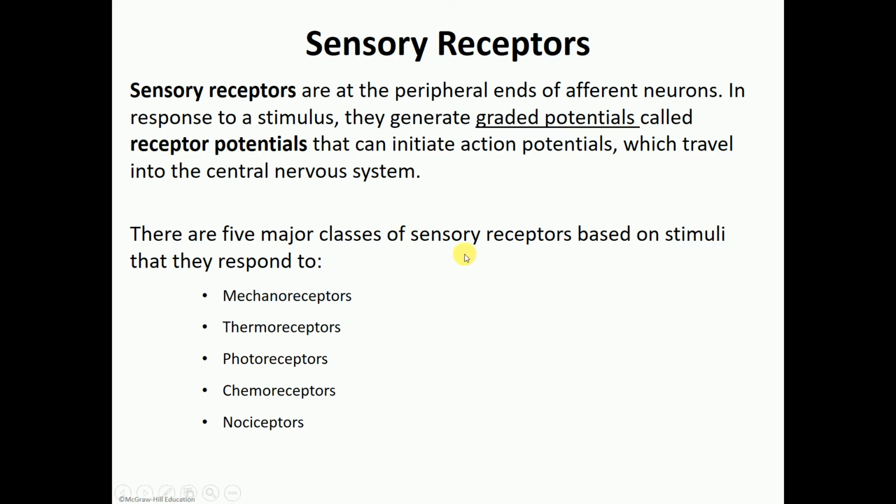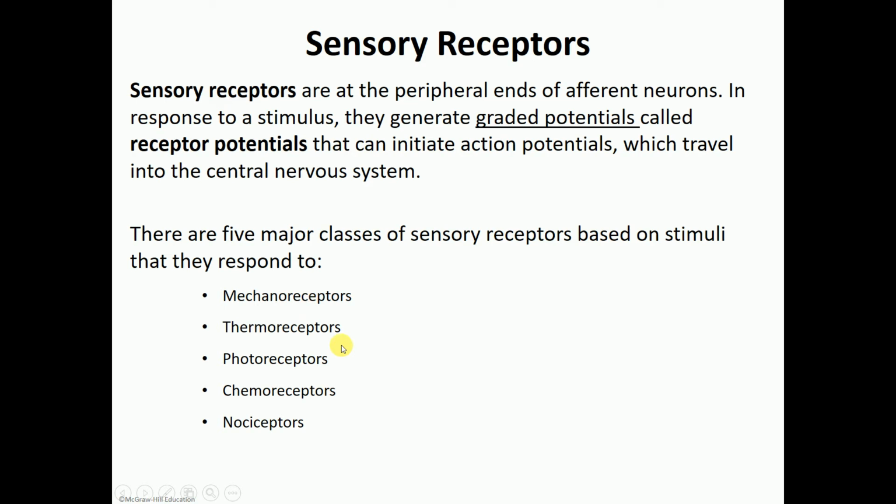Now we have 5 major classes of sensory receptors. So there's so many different stimuli that we can perceive, and that's why we have lots of receptors to pick up the wide variety of stimuli. So we have mechanoreceptors. These receptors pick up mechanical changes. For example, touch, pressure, vibration, all of these are picked up by mechanoreceptors.